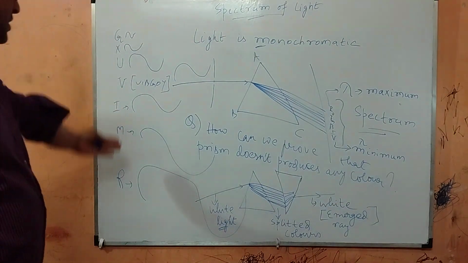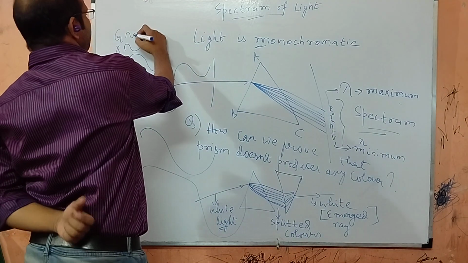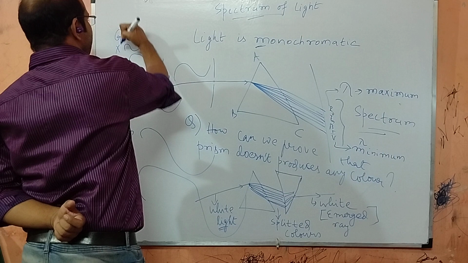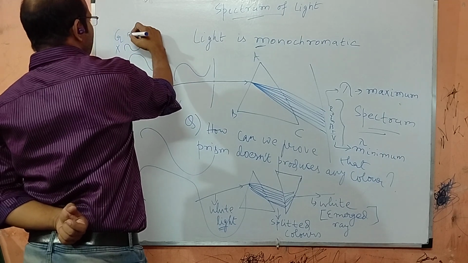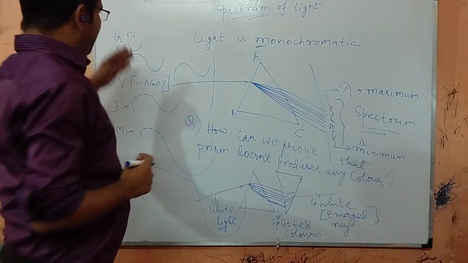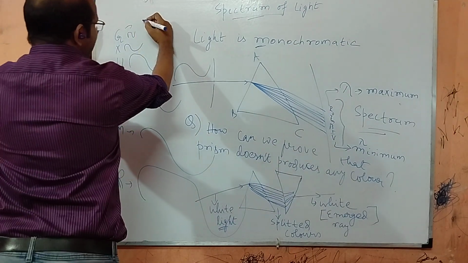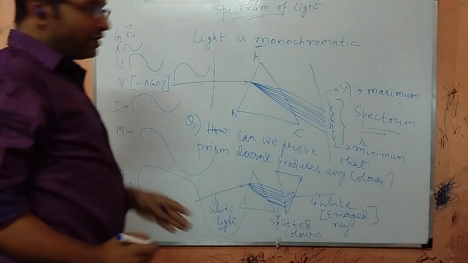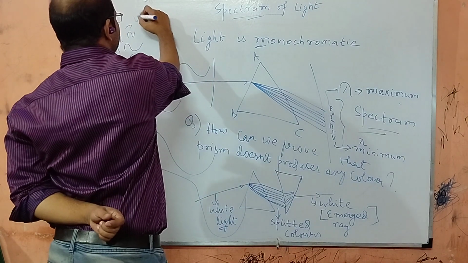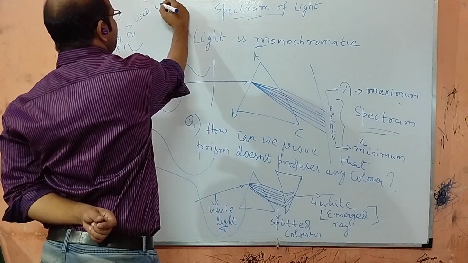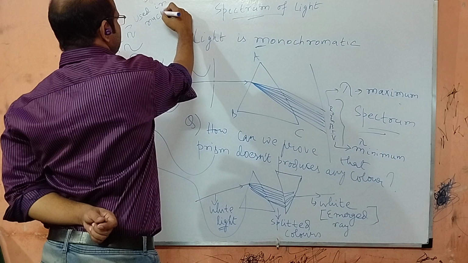So the gamma rays are the most penetrating, since they have the lowest wavelength. They also have the highest penetrating power, so they are the most destructive rays, which are used in the atom bomb in the nuclear fission reaction.